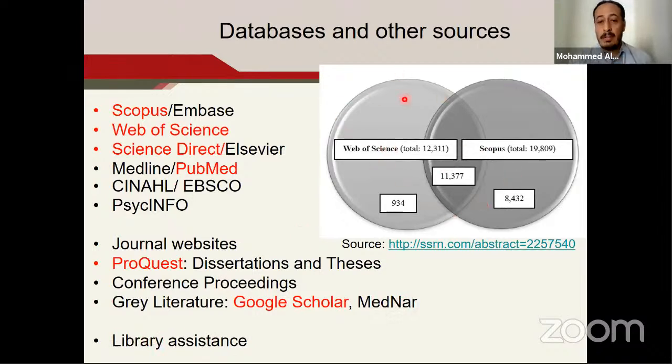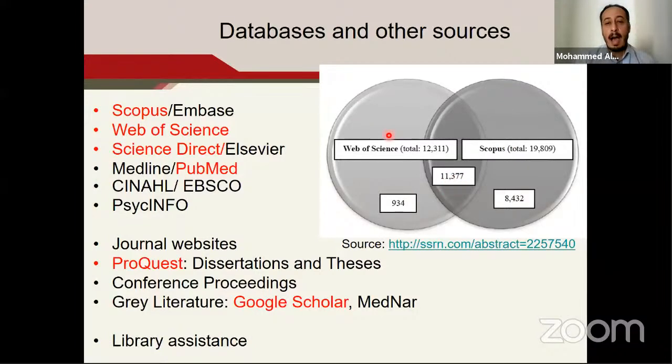To let you know the difference between Web of Science and Scopus. Again, this illustration is a bit old because I'm sure there are more journals now. Each database has thousands of journals. Scopus, up to the date of this illustration, had almost 20,000 journals, and Web of Science about 12,000 journals. Some journals are indexed by both Scopus and Web of Science.